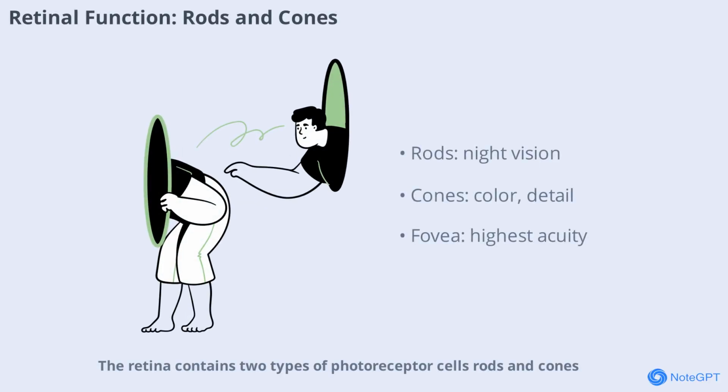Retina contains two types of photoreceptor cells, rods and cones. Rods are highly sensitive to low light and are responsible for night vision, scotopic vision, while cones function in bright light and enable color vision, photopic vision. The fovea, located at the center of the macula, contains only cones and is the site of highest visual acuity. The distribution and function of these cells are essential for adapting to different lighting conditions and perceiving color and detail.